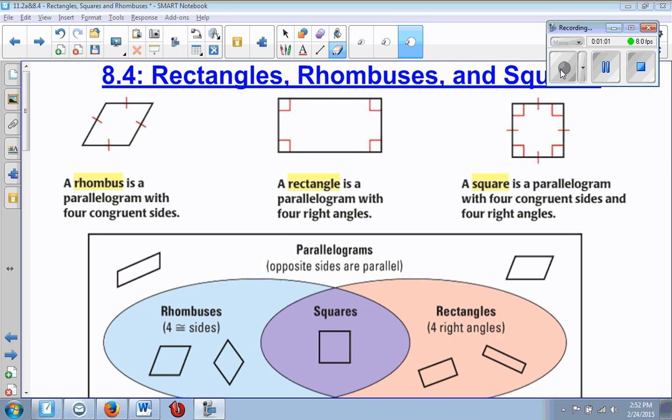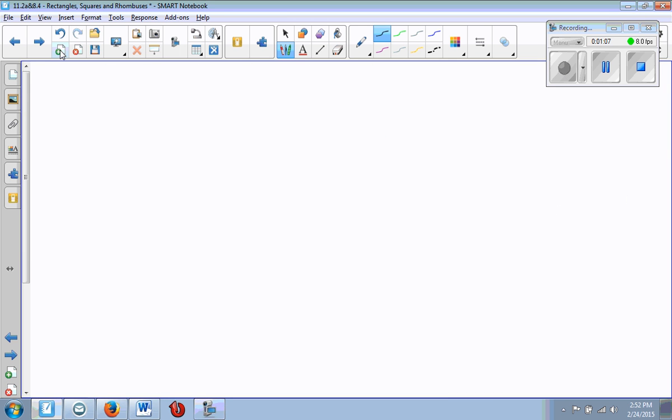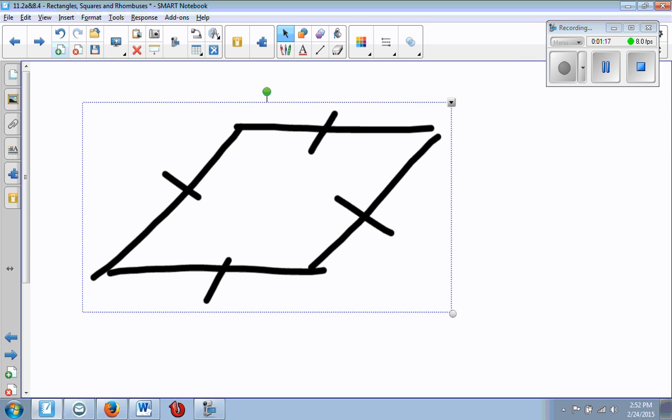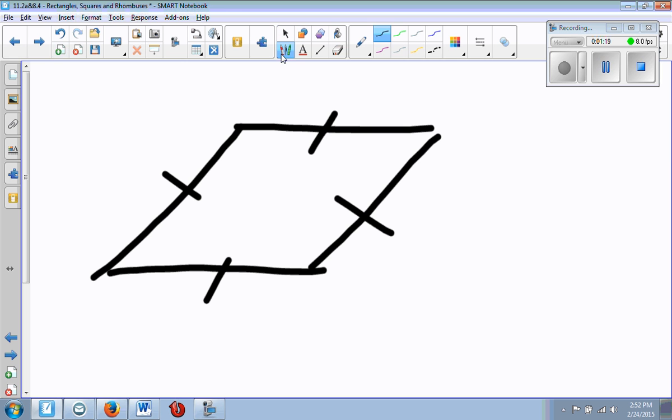So what we learn about each of these figures is that those aren't the only things about each one of them. So you may want to make note of this on your own. But if I have a rhombus, it actually has several properties that we can add on to it. So this is all specific to a rhombus.